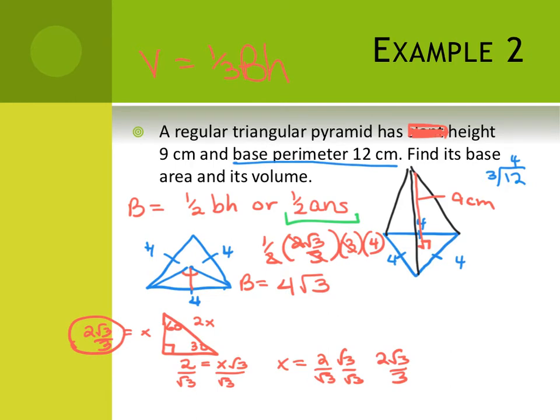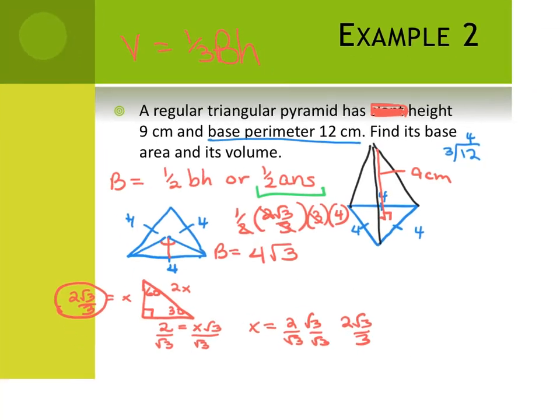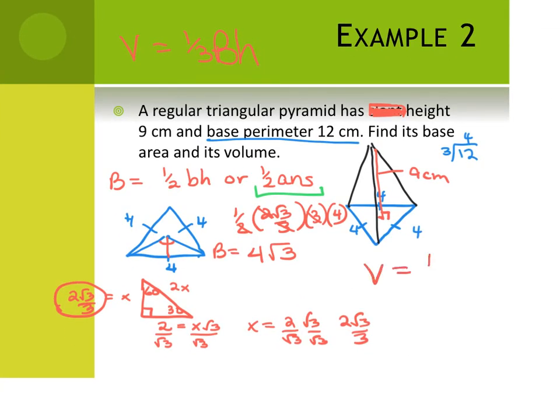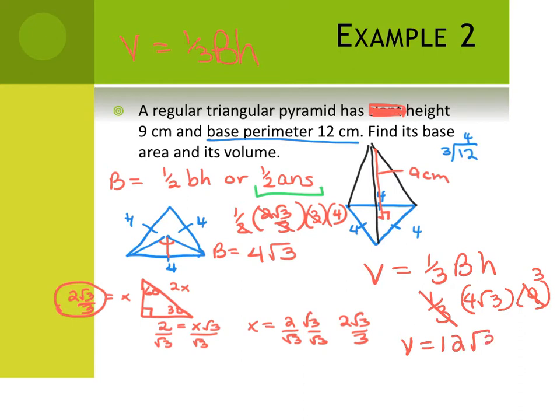So now I can plug it into the volume formula. 1/3 capital BH, 1/3 4 square root 3 times the height, which is 9. Can take 1/3 of 9, make it a 3. So my volume is 12 square root 3 centimeters cubed. The base was centimeters squared.